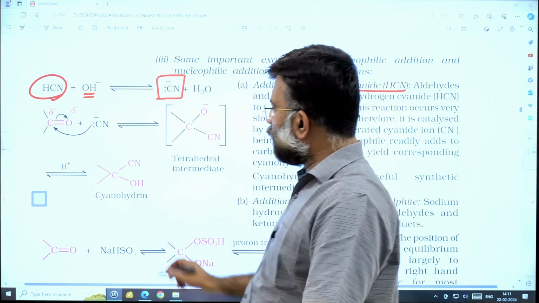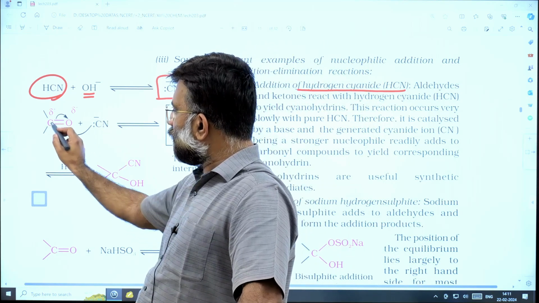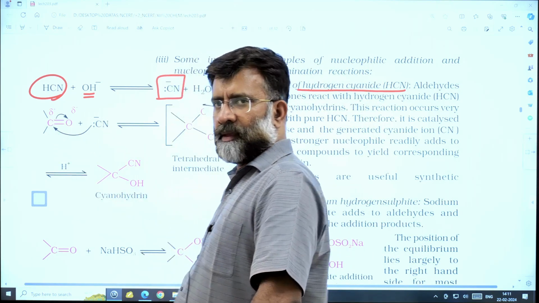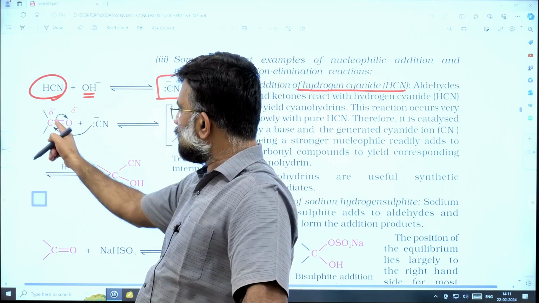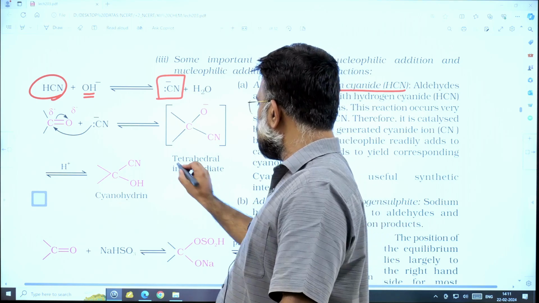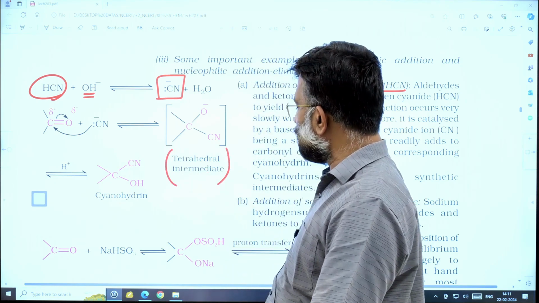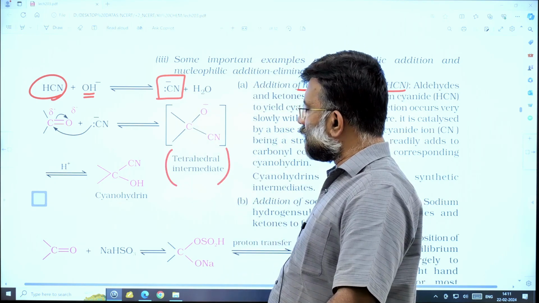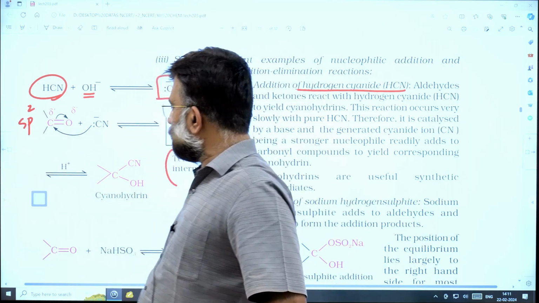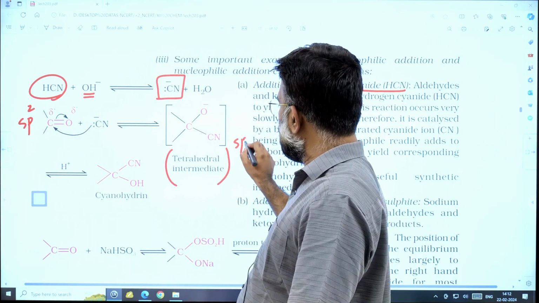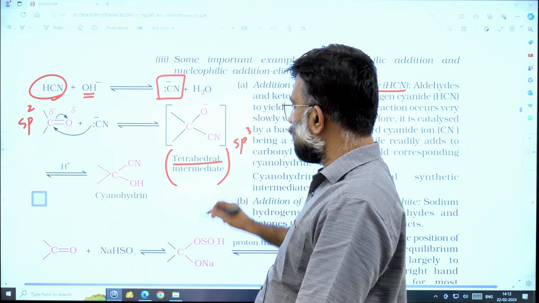Now that nucleophile attacks the C plus center. There is a polarization, O minus, C plus, and the CN minus will attack and you get a tetrahedral intermediate. Here carbon is an sp2 planar system and here carbon turns sp3 tetrahedral.